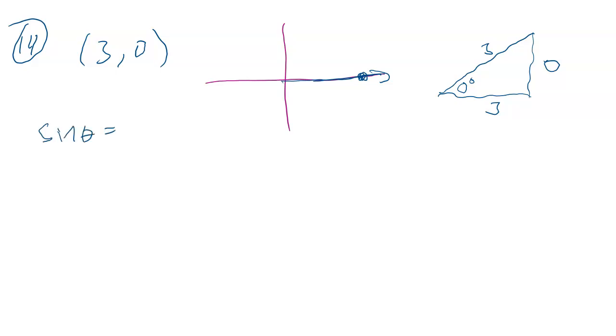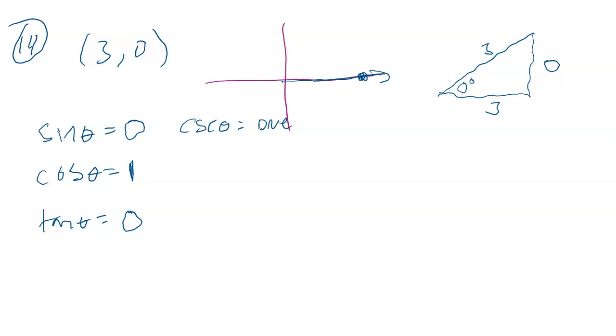So sine theta is going to be opposite over hypotenuse, which is just 0. Cosine theta is going to be adjacent over hypotenuse, which is just 1. Tangent theta is going to be opposite over adjacent, which is 0. Cosecant theta does not exist. You can't find that value. Secant theta, that's just 1. Cotangent theta, that value does not exist. Can't find it. All right, 15, moving along.